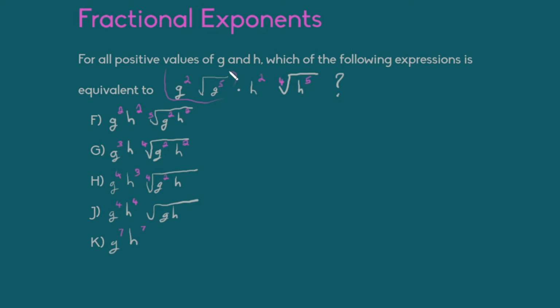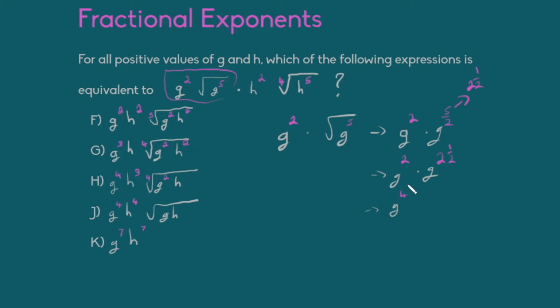What's going on with our g's? We have g squared multiplied by the square root of g to the power 5. So the first thing to do is to convert that surd into a fractional exponent. The square root of g to the power 5 is the same thing as g to the 5 over 2. So we can rewrite this as g squared multiplied by g to the 5 over 2. When we multiply exponents together with the same base, we add the exponents. So we're going to have g squared times g to the 2.5. We add those together, and that's the same as g to the 4.5.